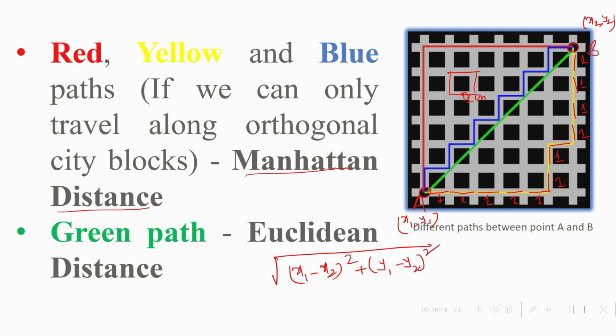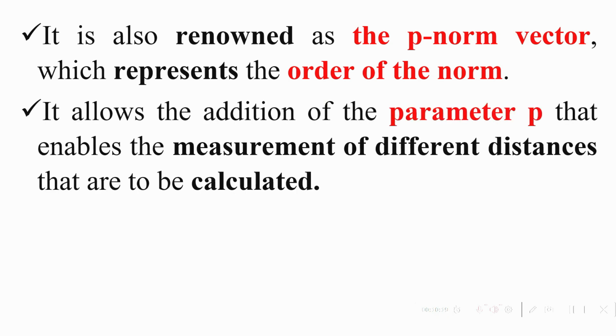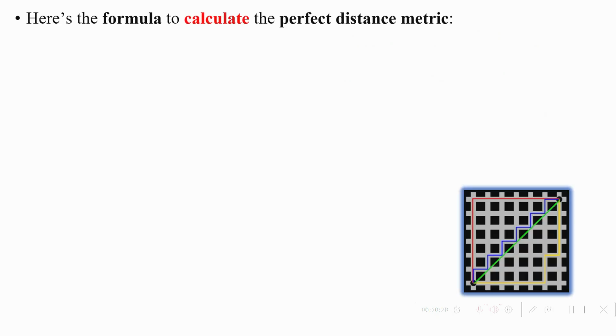So simply that gives the Euclidean distance formula. Based on these two formulas, Manhattan distance and Euclidean distance, we are going to find out the Minkowski generalized form. It is also known as the p norm vector, which represents the order of the norm. It allows the addition of the parameter p that enables the measurement of the different distances that are to be calculated.